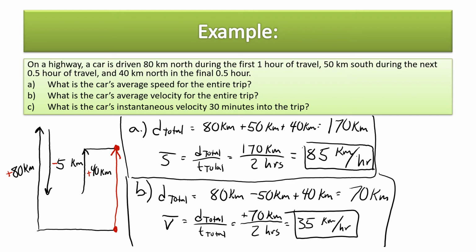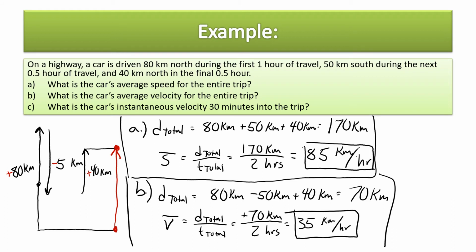Now for part C, it says, what is the car's instantaneous velocity 30 minutes into the trip? So you have to determine what part of the leg that is. You went 80 kilometers in the first hour, so 30 minutes into the trip occurs around here on our vector. You could think of it that way. So we're looking for the instantaneous velocity.